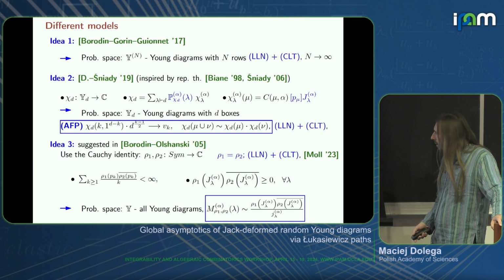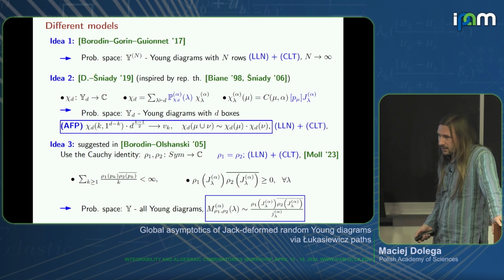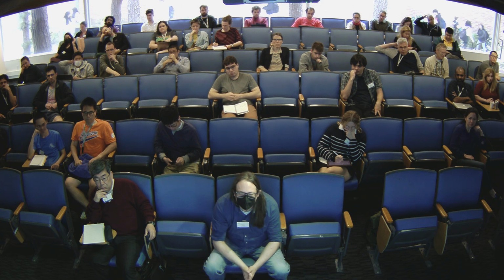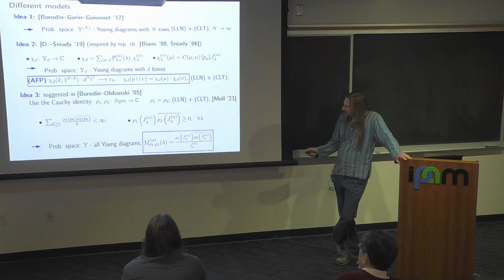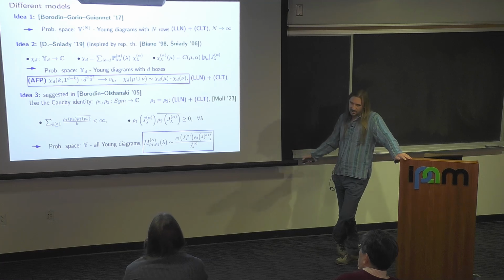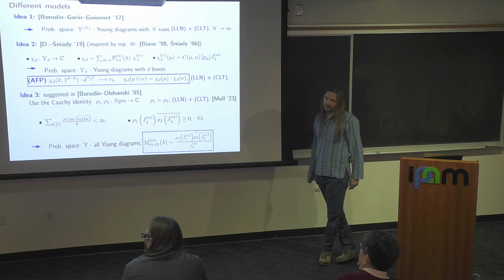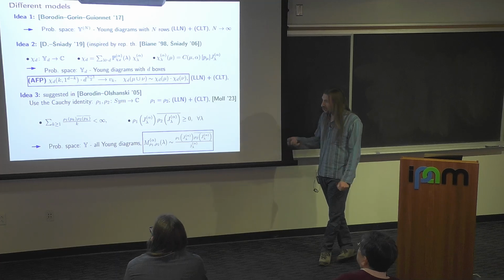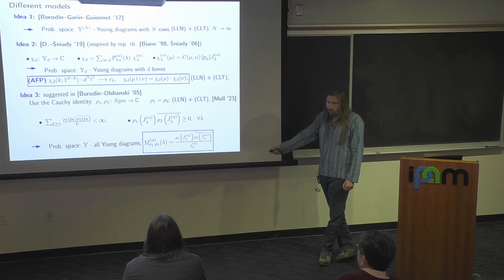Okay. Can I ask that? Yes. In what sense is this using the Cauchy identity? So the Cauchy identity tells you that if you sum over all lambdas the product of two Jacks divided by the normalization factor, this is equal to the exponential of this kernel. So if this is convergent, it means that you can sum everything and normalize, and you have a probability measure, which now is a probability measure on all Young diagrams.